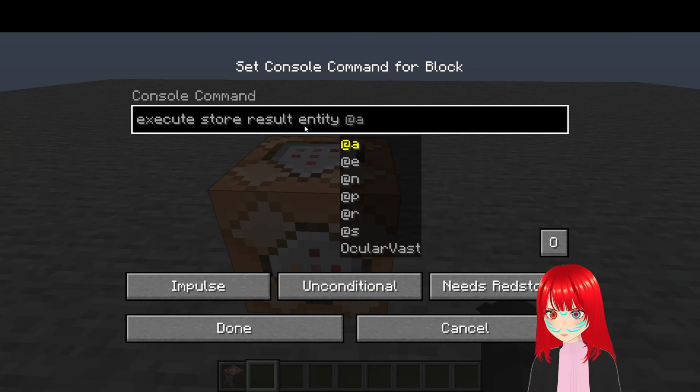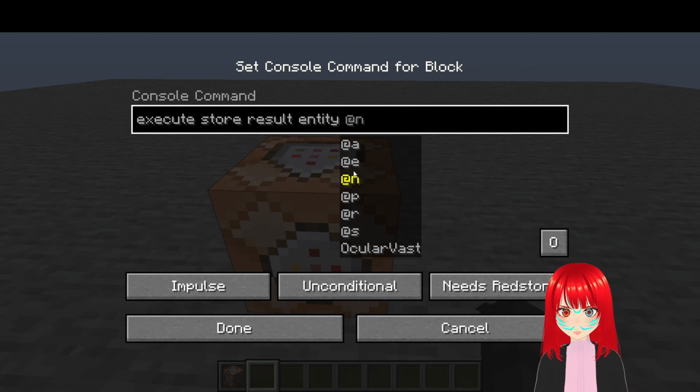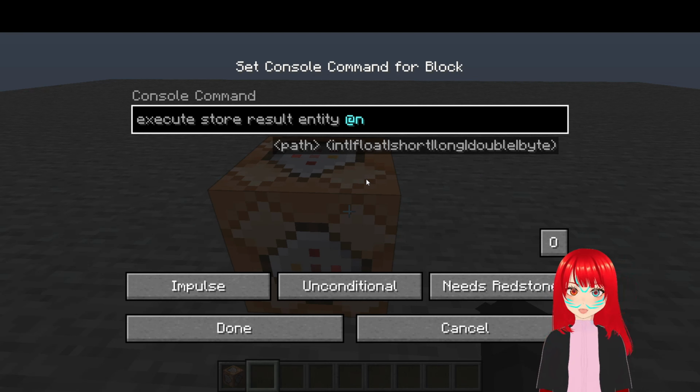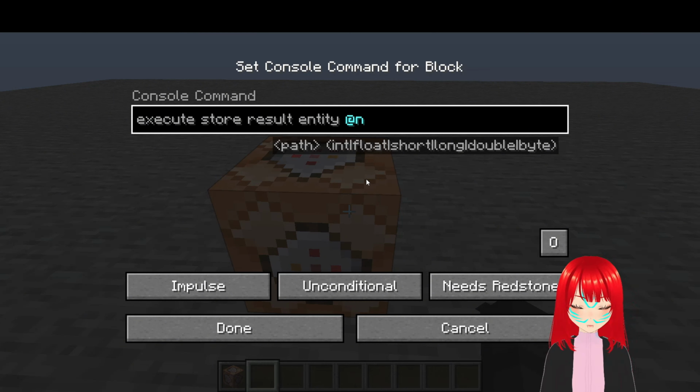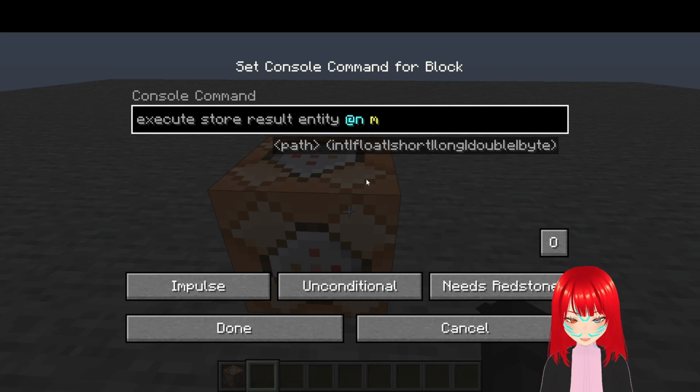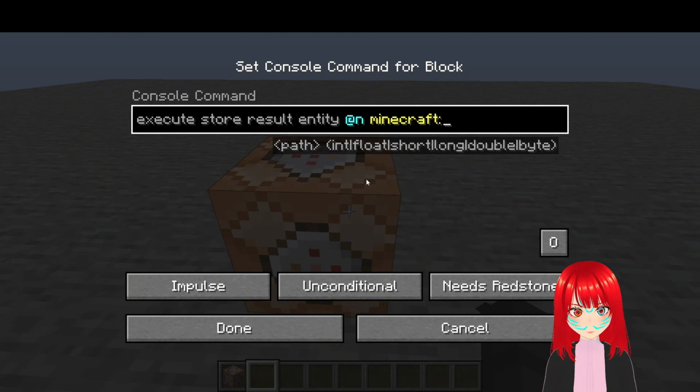Okay, so yeah, result entity, right, nearest entity, right? You can actually create your path. Are these written like this? Probably.